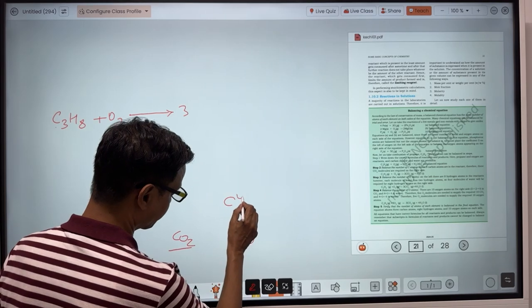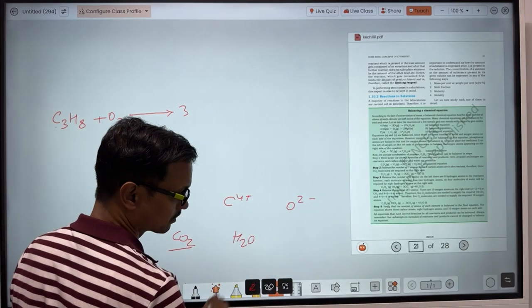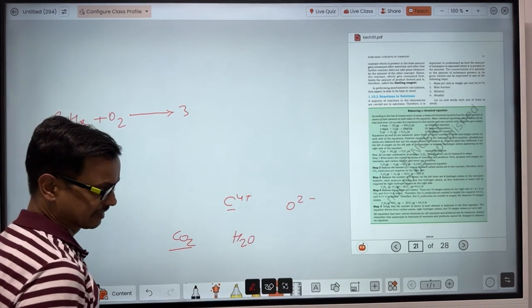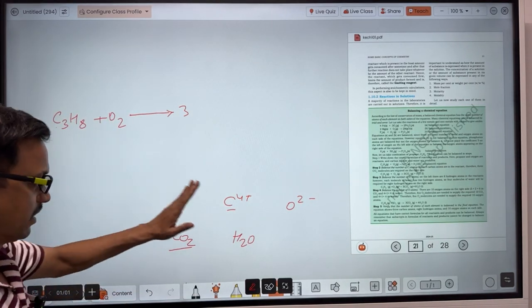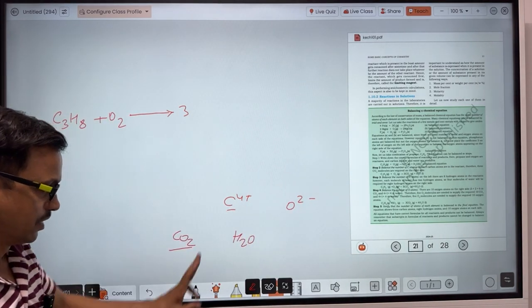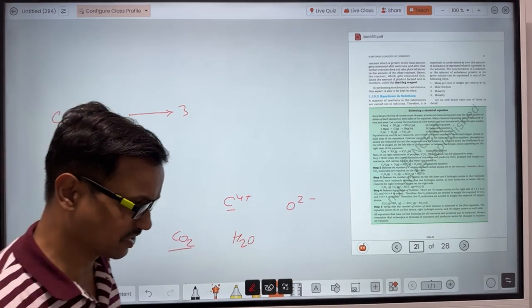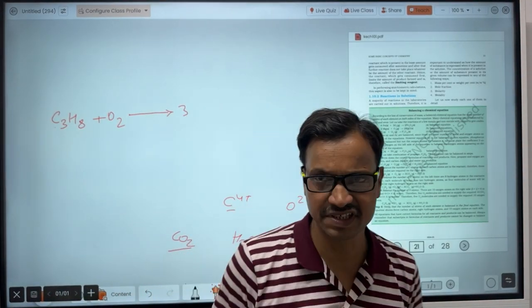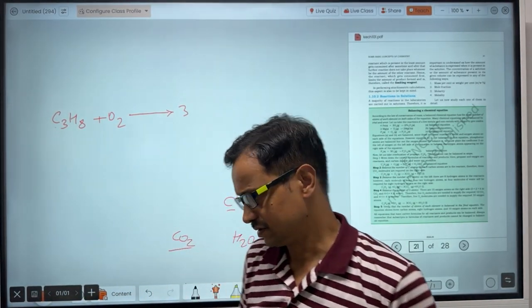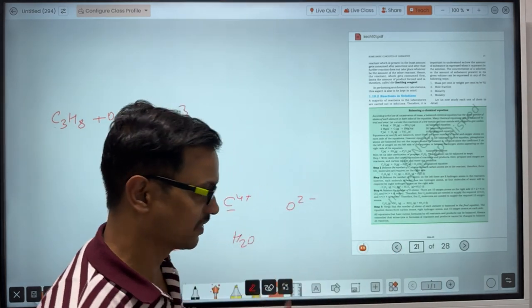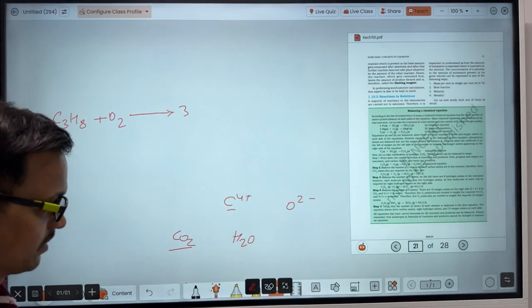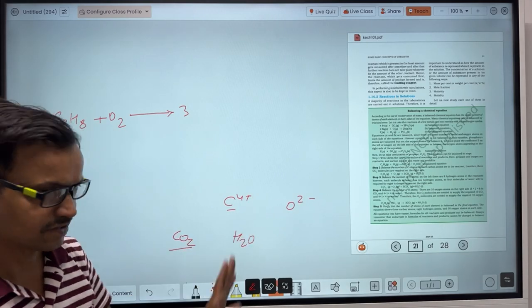How is that? Because carbon is plus 4 and oxygen is minus 2. You will have to make the charge equal. For the oxide of carbon, carbon and oxygen combine together, so carbon will show a positive oxidation state. Since oxygen is more electronegative than carbon, oxygen will acquire a negative charge, so carbon will show a positive charge, and you will have to make the charges equal.